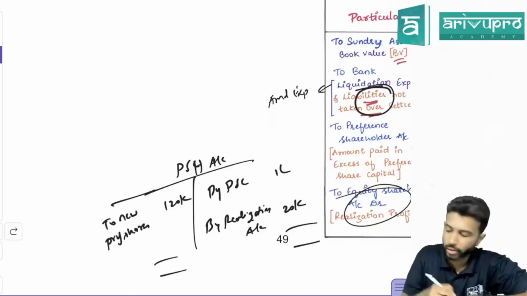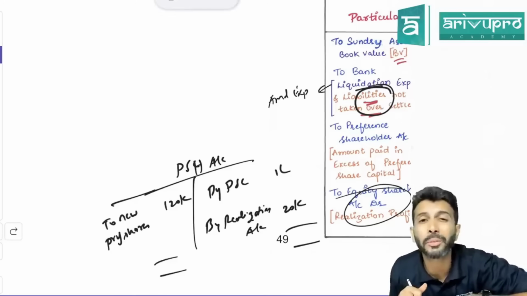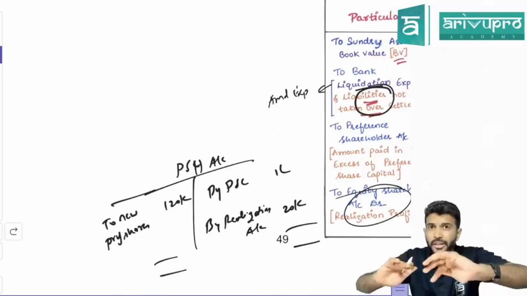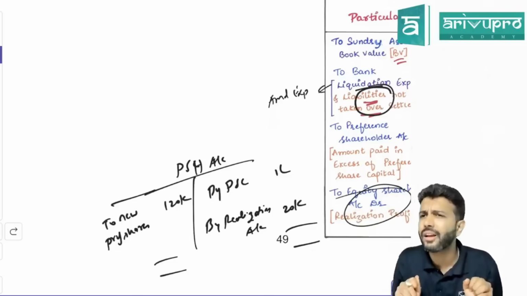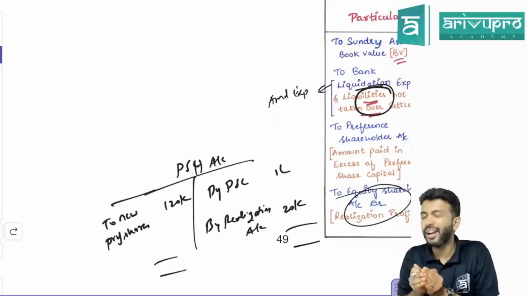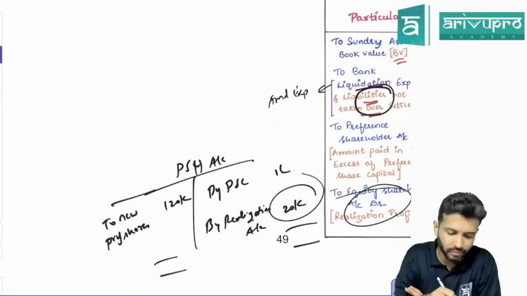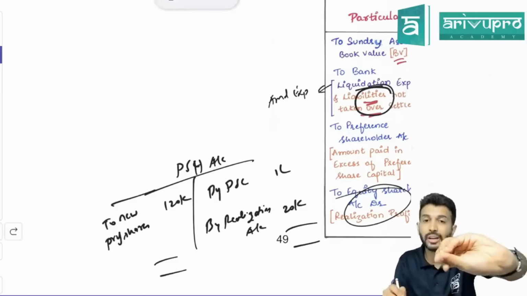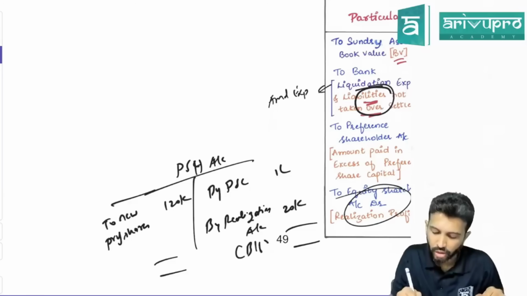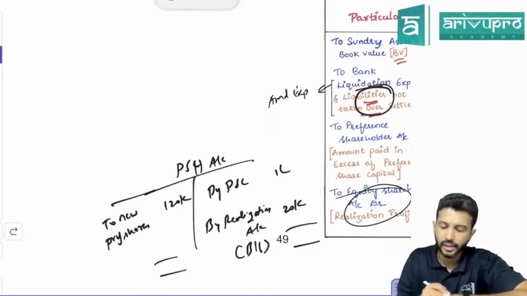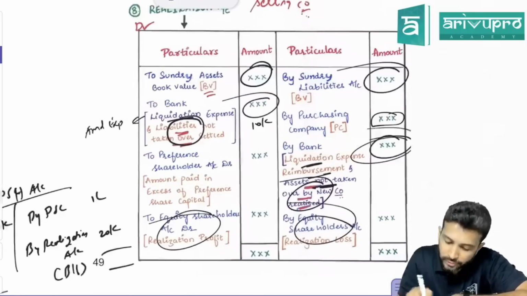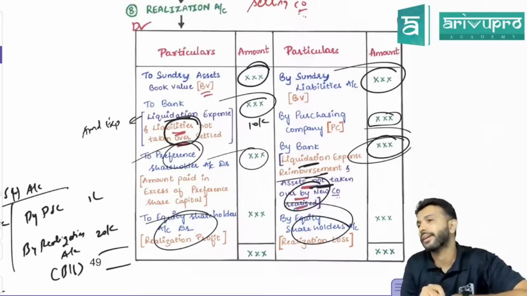Because for preference shareholders it's a gain, but for equity shareholders it becomes a loss. Because if preference shareholders take more money, for equity shareholders there will be less money. So from their perspective, it will be a loss. So any balancing figure in the preference shareholders account, you transfer it to the realization account. What will be the posting of this? Can you tell me? Realization account debit to preference shareholders account. That's what I've written here.